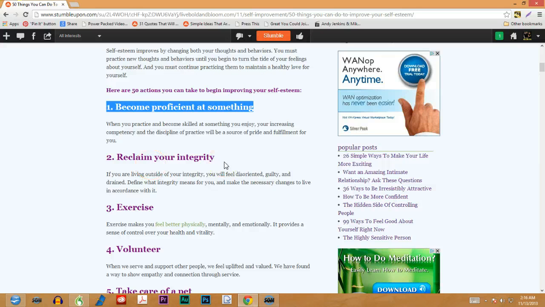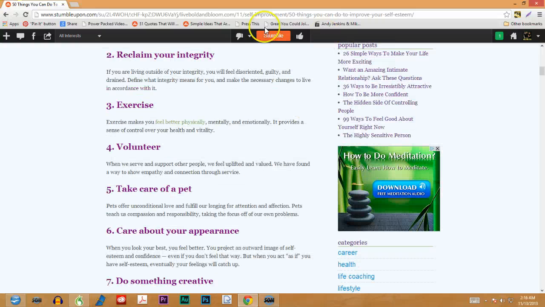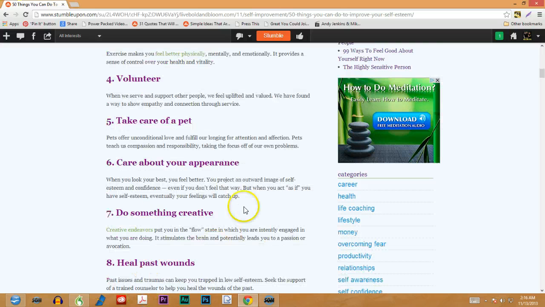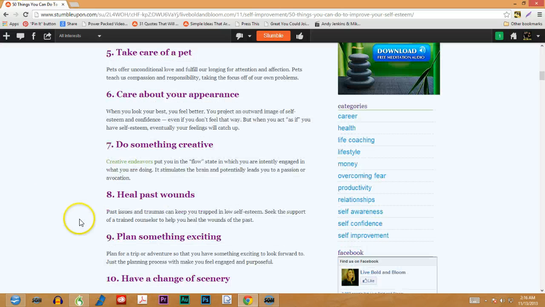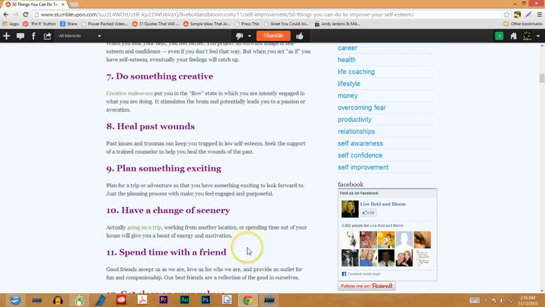Reclaim your integrity. You could write a whole article about the importance of having integrity. What a great article. And if you really put a lot of thought into it, that's something that people would share. The importance of exercise, the importance of volunteering, take care of a pet, care about your appearance, do something creative, heal past wounds, plan something exciting, have a change of scenery. Each and every one of these 50 things is content, okay? You would have 50 days of content right here if you wrote an article or a couple of paragraphs.